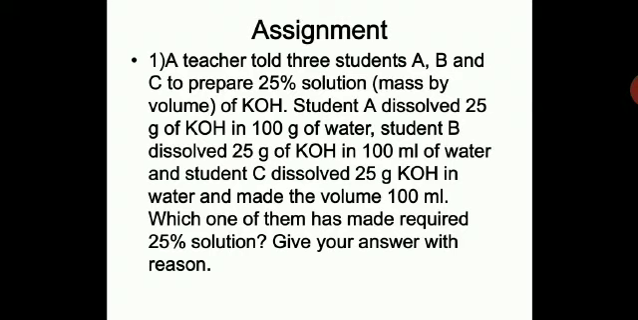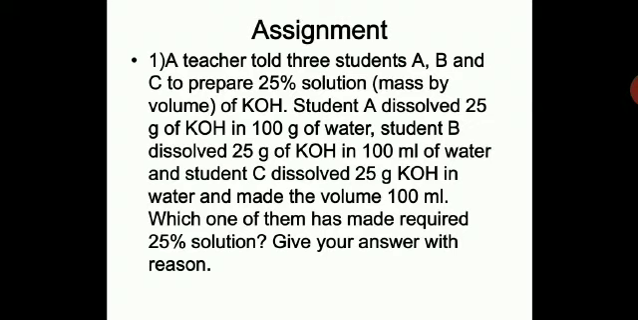Student A dissolved 25 gram of KOH in 100 gram of water. Student B dissolved 25 gram of KOH in 100 ml of water. And student C dissolved 25 gram KOH in water and made the volume 100 ml. As I have discussed with the earlier question, Ramesh and Sarika, there we were dealing with mass by mass percentage. Here you have to deal with mass by volume. So you have to be careful with that. Which one of them has made the required 25% solution? Give your answer with reason.